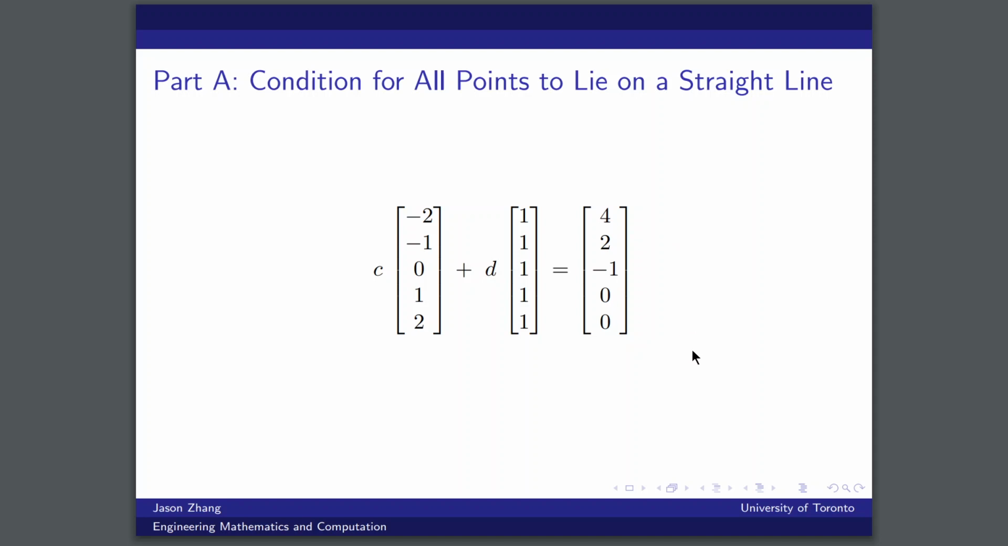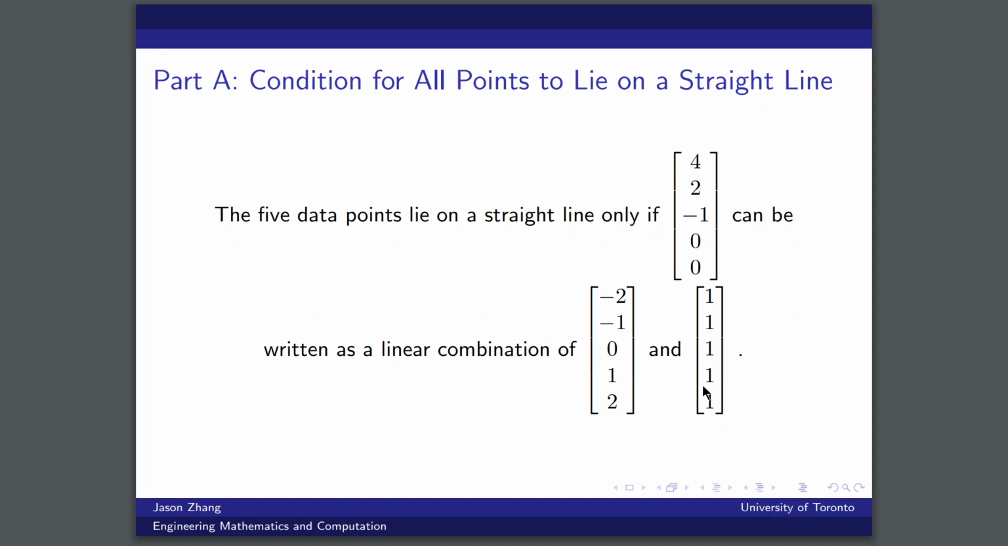So you see it's not possible for all these points to lie on a straight line, but the question is not asking for that. The question is asking for what condition should be satisfied if they do. And this is the condition that must be satisfied. So just to recap, the 5 data points lie on a straight line only if the B vector or Y values can be written as a linear combination of our X values as well as this column vector of all ones.